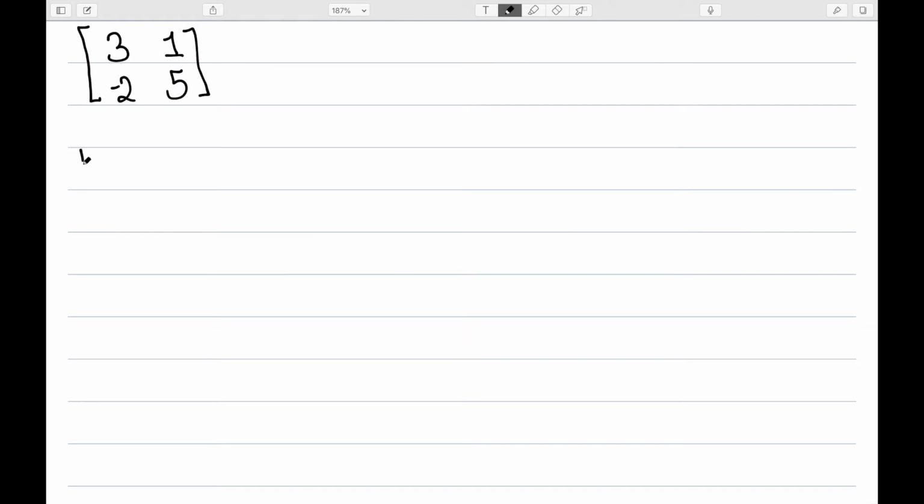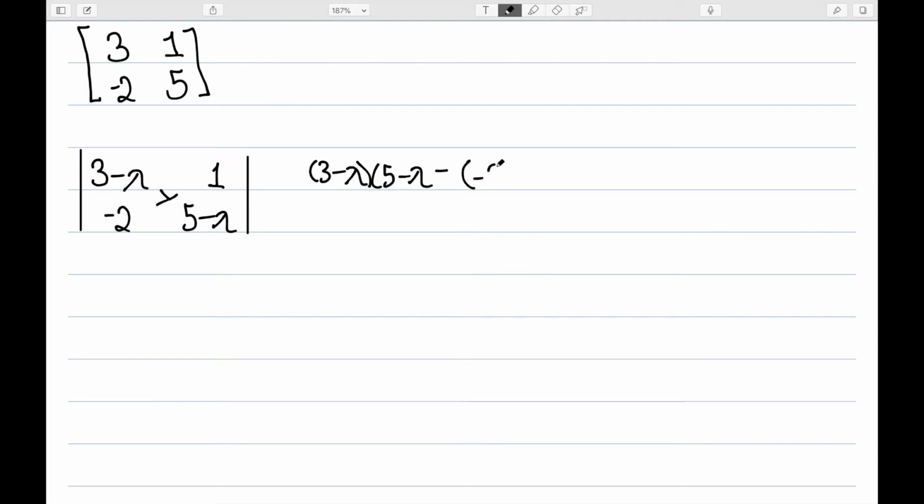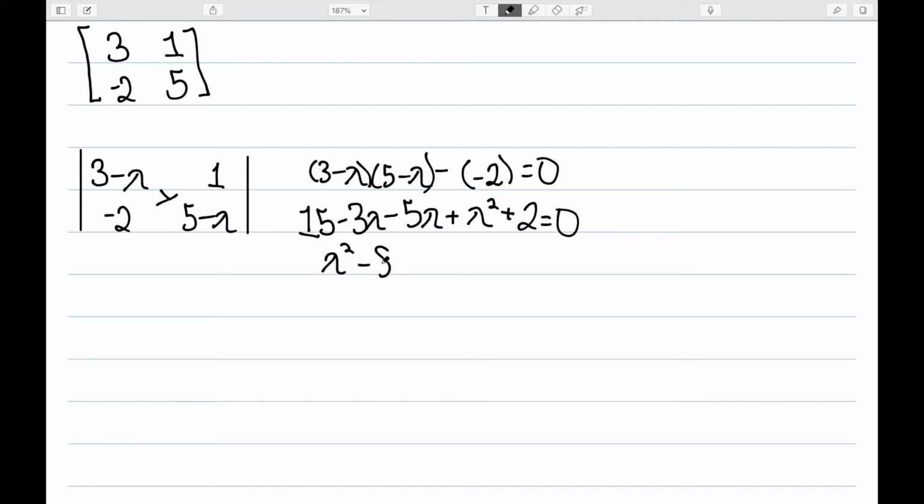Here I have a matrix, and I want to start by finding the eigenvalues. So I'll do 3 minus lambda, 1, negative 2, and 5 minus lambda. Multiplying gives me 3 minus lambda times 5 minus lambda, minus negative 2. We want this to be equal to 0. This goes to 15 minus 3 lambda minus 5 lambda plus lambda squared plus 2 equal to 0. So this becomes lambda squared minus 8 lambda plus 17 equal to 0.